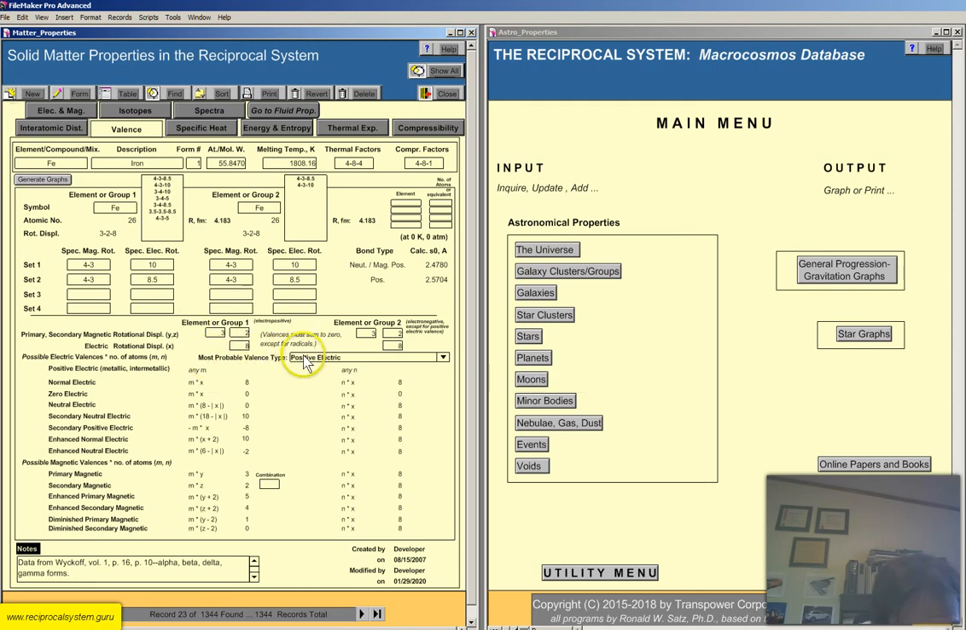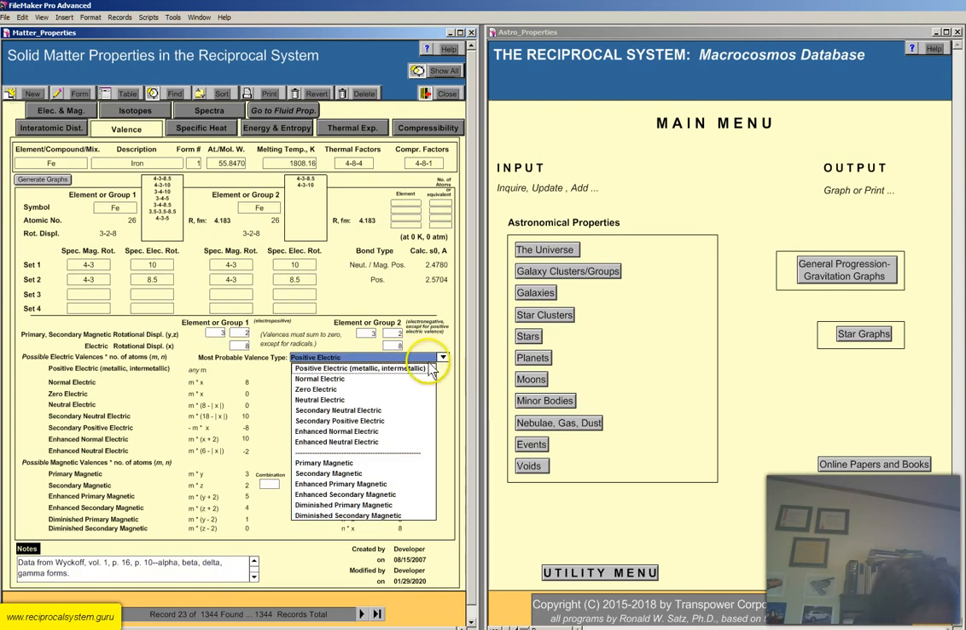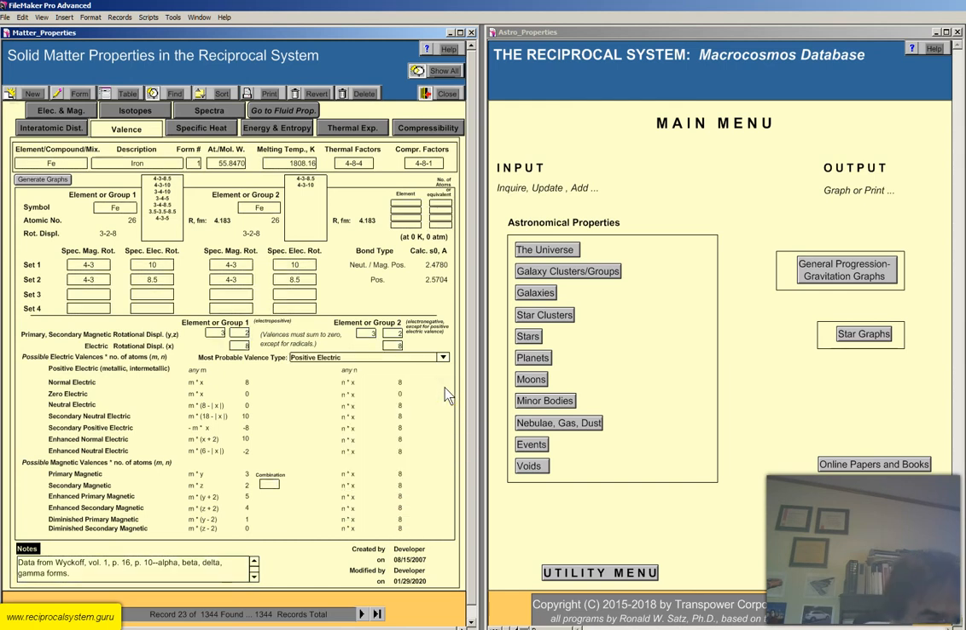So the most probable valence type is where you put in here. This is positive electric, but look at all these choices. The positive electric is for metallic and non-metallic. Then you also have normal electric, zero electric, neutral electric, secondary neutral electric, secondary positive electric, enhanced normal electric, enhanced neutral electric, primary magnetic, secondary magnetic, enhanced primary magnetic, enhanced secondary magnetic, diminished primary magnetic, and diminished secondary magnetic. So I went through all the elements and many, many compounds and did all the work for you with this.